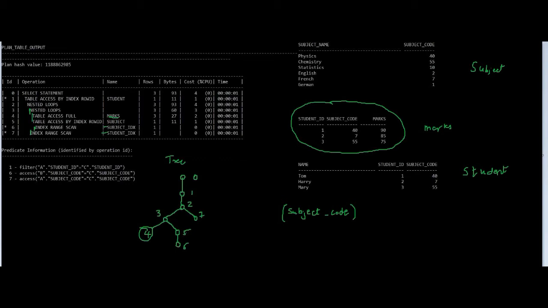So for table access by index row ID, it needs an index. So that index is subject IDX. So this is a subject table. So we have created an index on this subject, marks and student table. One of the indexes is subject IDX.